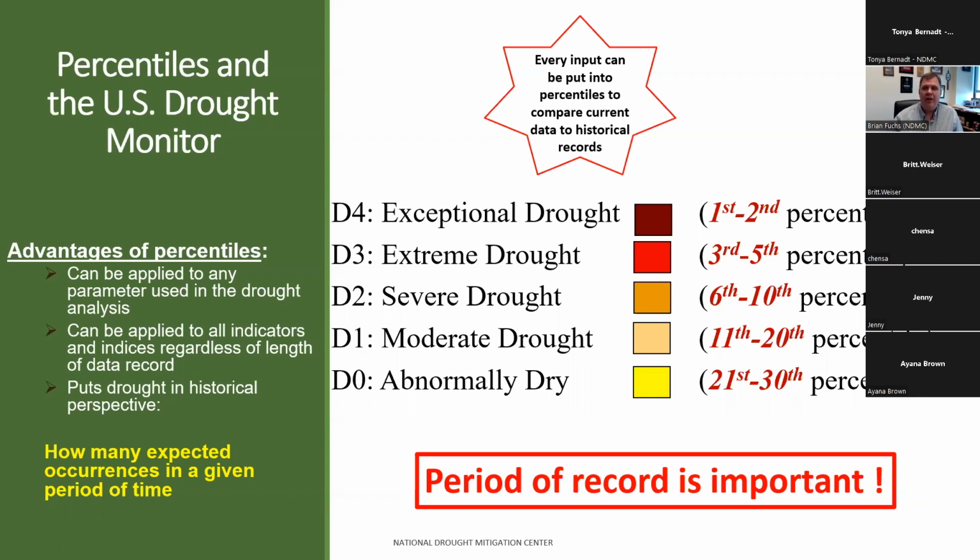So I know that the question of D3 comes up quite a bit. And so what this is saying is, if we had all the different data that we're looking at, the majority of those indicators are going to be falling into the 3rd to 5th percentile, meaning they're the 3rd to 5th driest ever for that location. And again, the period of record is important on some of these indicators, because the longer the period of record, the better climatology you have with them.